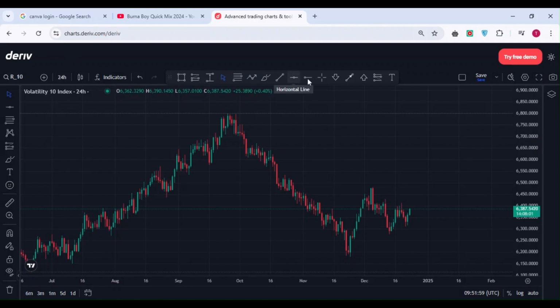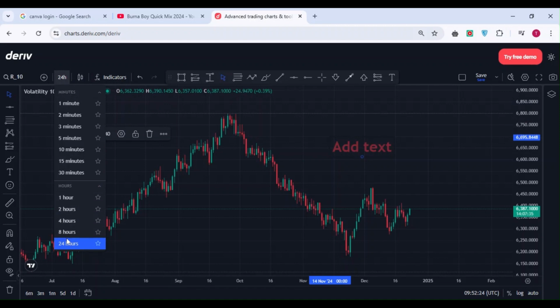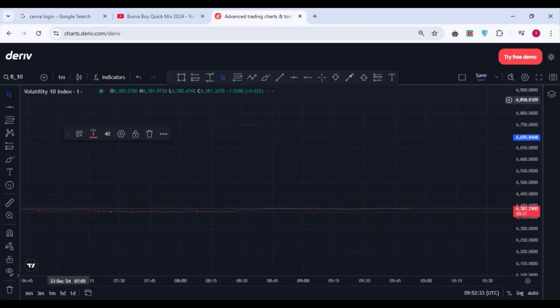Because I'm not a swing trader, the first thing: the more the time frame you trade, there are people we call the swing traders, and others are scalpers. The scalpers use the lower time frames, while the swing traders use longer time frames like the 1 hour, 4 hours, and 24 hours. The scalpers use 15, 5, and 1 minute. So I'll just click at the 1 minute and then observe how the market is being shown.